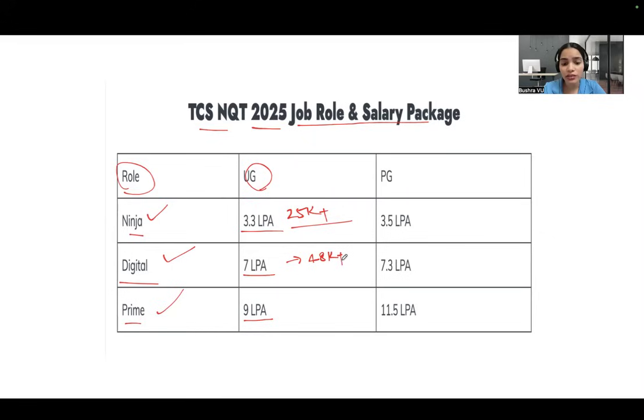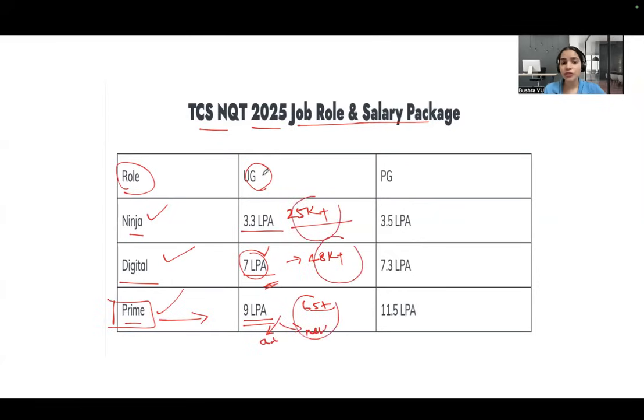And if we talk about 9 LPA, then the in-hand salary is going to be, let me quickly calculate, 65,000 plus, depending on the case. If you come into the Prime, here you will definitely have to pay taxes. If you're going for the new tax regime, up to 7 LPA there is a rebate, so you don't have to pay any taxes there. But for the Prime, you definitely have to pay taxes regardless of your tax regime being old or new. But again, this is going to be your cutoff, okay?